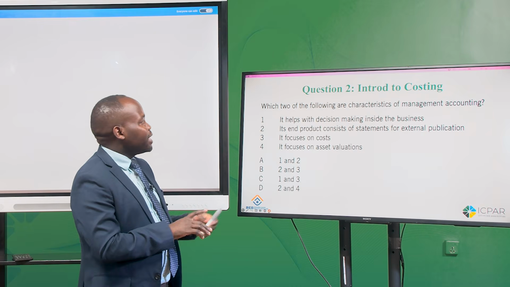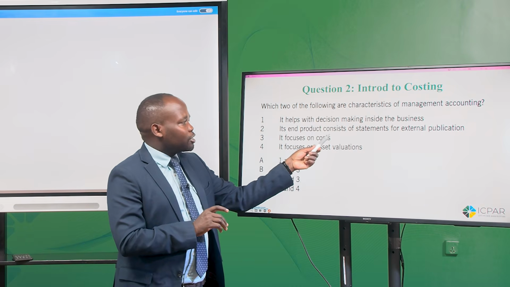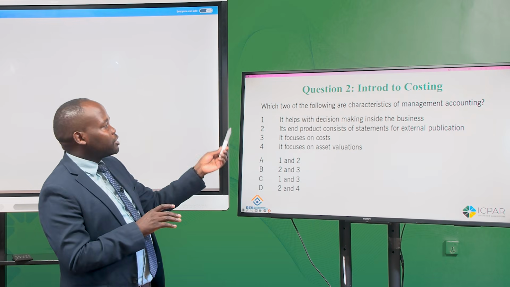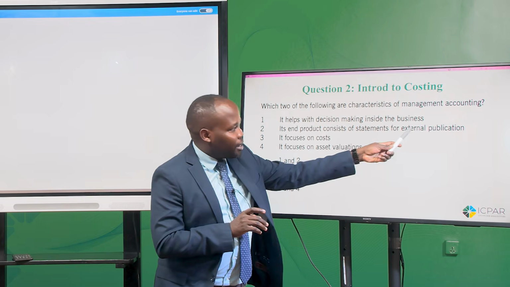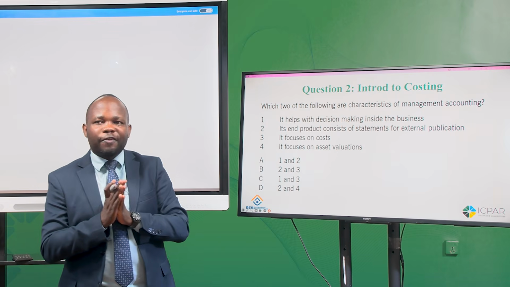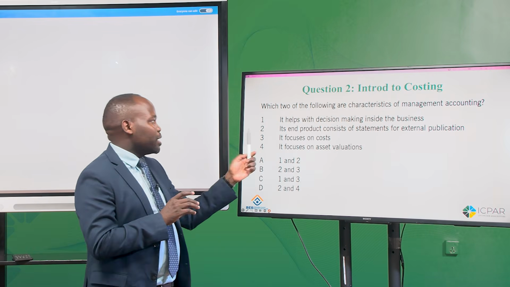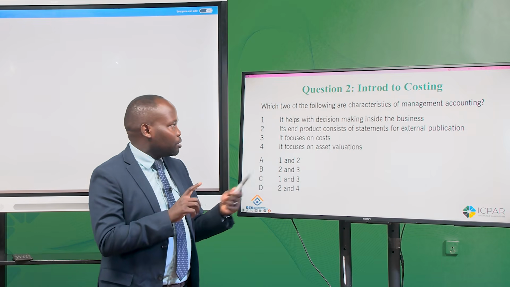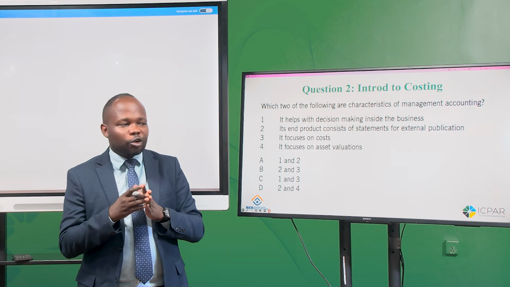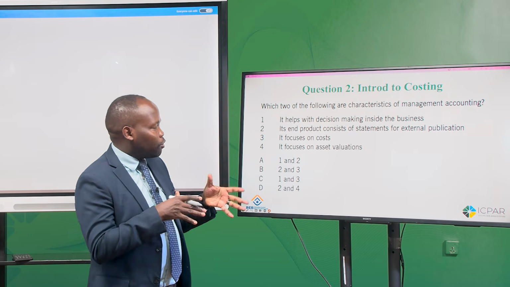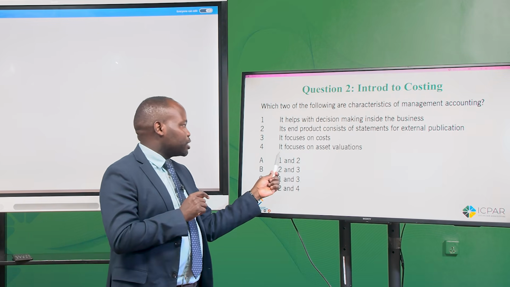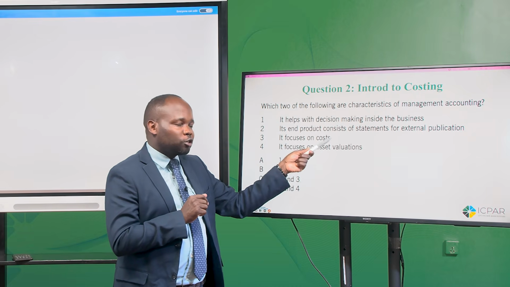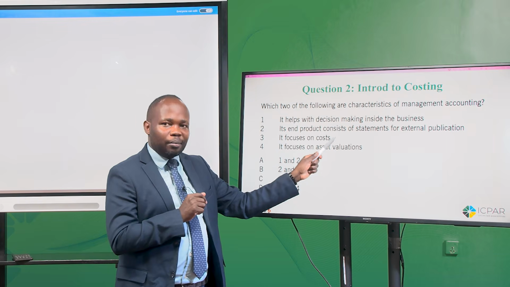Point number 2, its end product consists of statement for external publication. This is wrong because of the word external. External publication is for financial accounting, not management accounting. Number 3, it focuses on cost. That is true. Management accounting focuses on cost. Costs is part of the subject of management accounting. And the 4th one, it focuses on asset valuation. That is not true. This is more of financial management.